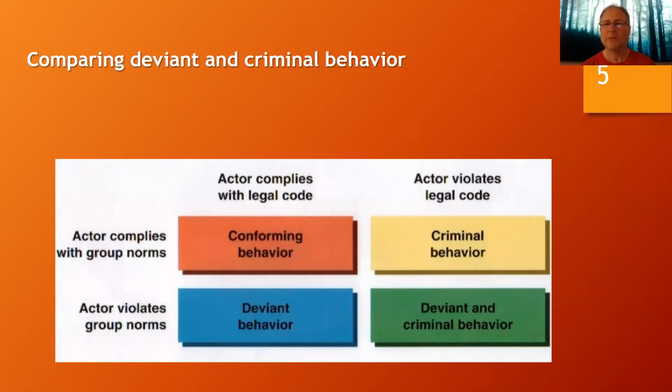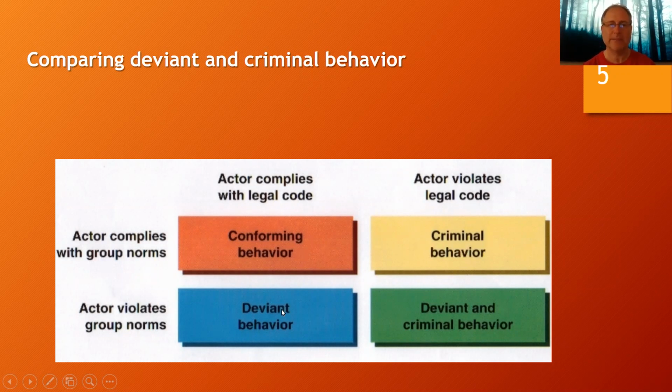All right, deviant criminal behavior. How is criminal behavior defined? That is when an actor breaks the law. They violate the law, but they are complying with group norms. An example of criminal behavior would be underage drinking.